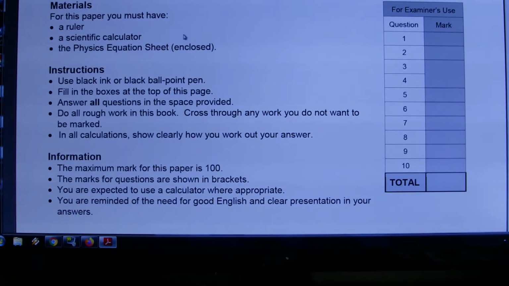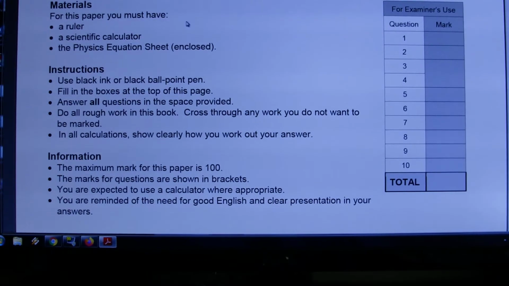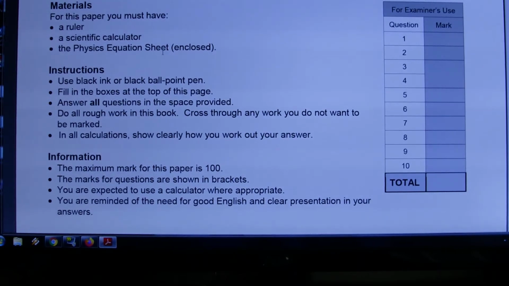You must have a ruler. Well, I have image editing software. Also, there's a steel ruler on the table behind me. A scientific calculator. I have a calculator app. The physics equation sheet enclosed, which I have not bothered to download and open. It probably tells you things like F equals ma. Use black ink or black ballpoint pen, not on my monitor you don't.